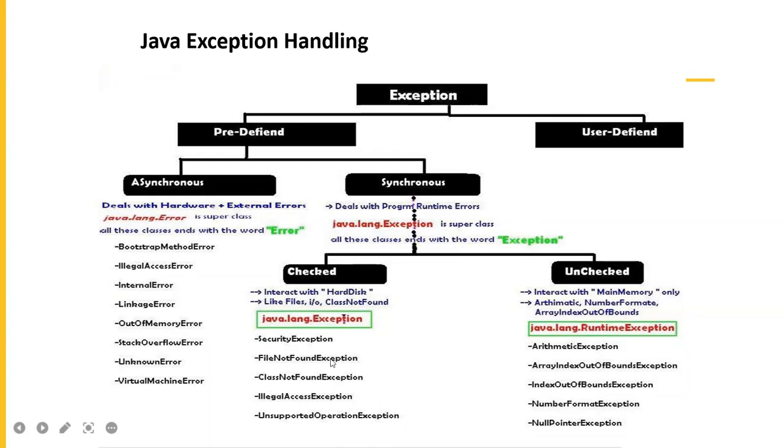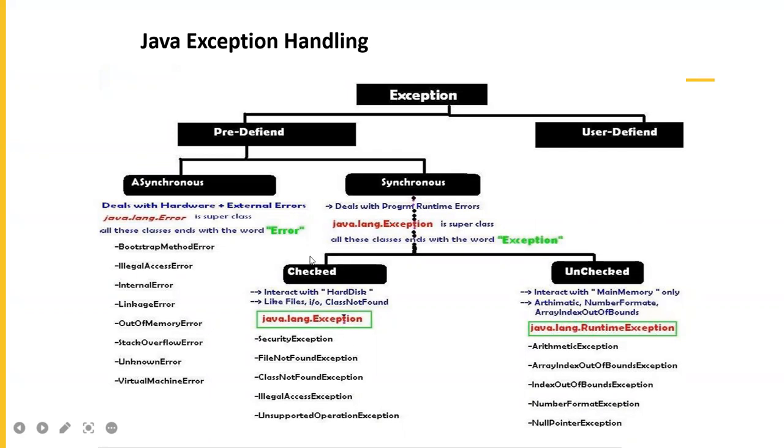So checked exception means the exceptions which are checked by the compiler at the time of compilation. Such types of exceptions are called checked exceptions. Unchecked exception means, as the name itself tells, the compiler will not check at the time of compilation, but these exceptions will arise at the time of running a program. That is why it is called a runtime exception. Keep in mind, guys.